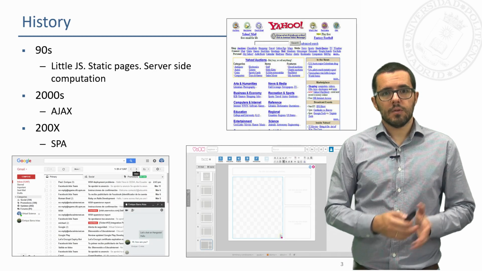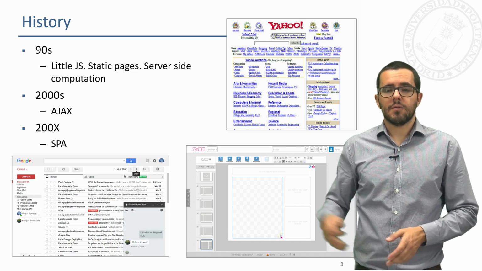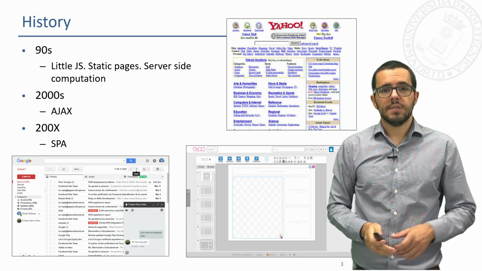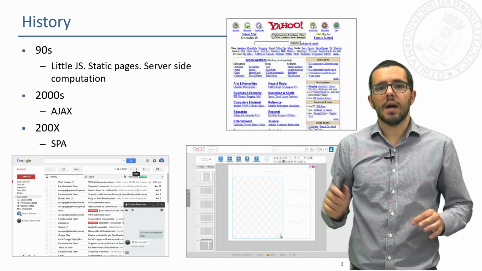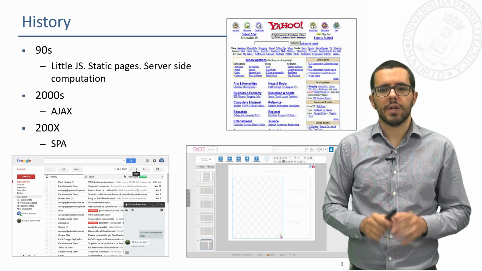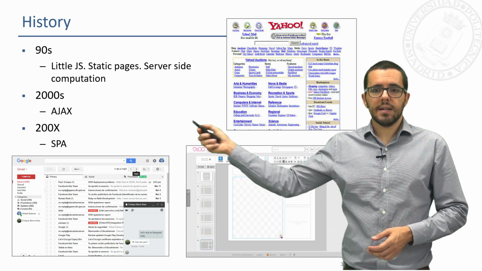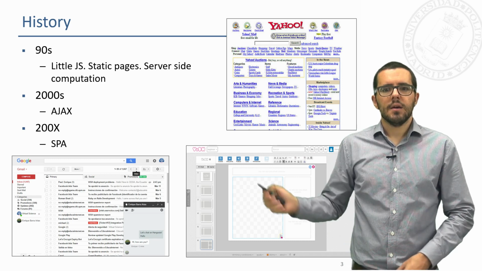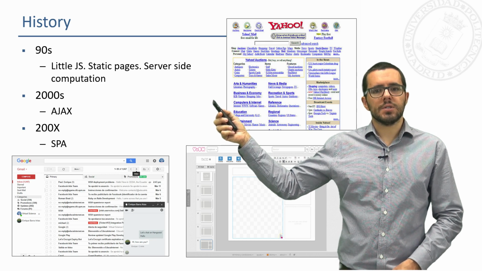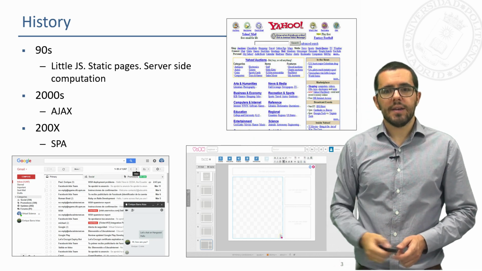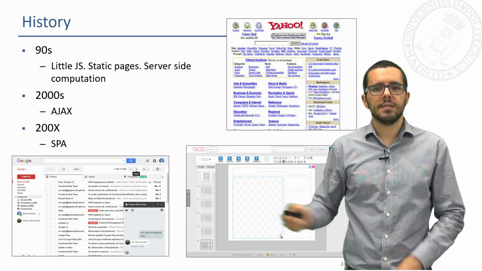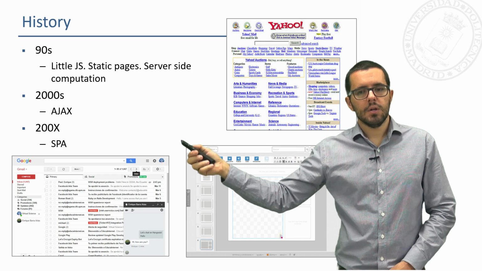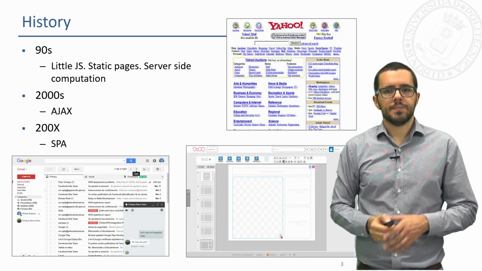Well, the history of the web comes from the 90s, where we had static pages, just a little JavaScript, very small, just to hide one part or do a small functionality, to Ajax in 2000 or 2002 or whatever, more or less. It is asynchronous JavaScript and XML, and finally in 2010 more or less single page applications. So it evolves from static pages to web applications.